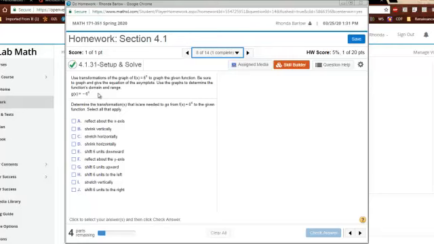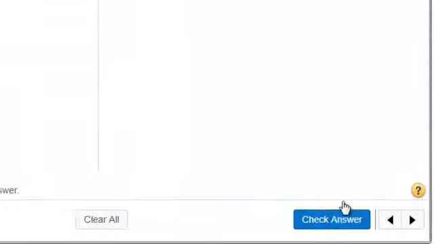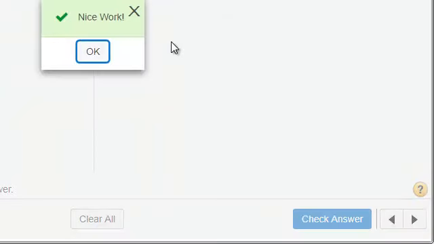Now, the only transformation that I see going on with this particular guy is that the original was f of x equals 6 to the x, and they want me to graph g of x equals negative 6 to the x. If I have a negative on the outside of the function, that is actually going to give me a reflection about the x-axis. So I'm going to go ahead and choose that and check my answer.